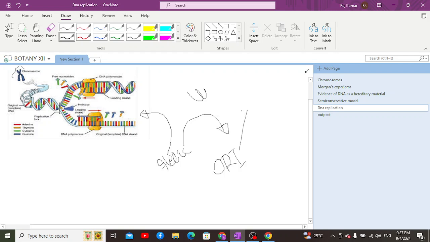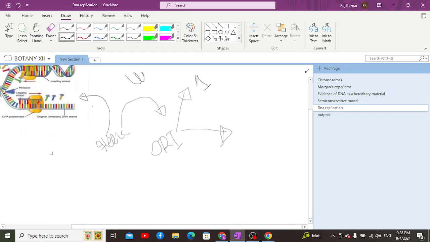Origin of replication is found one in number in prokaryotes, and it is found in hundreds and thousands in number in eukaryotes, because in eukaryotes we have a very long DNA. It's around 2.2 meters in a single cell. But if we talk about prokaryotes, the DNA is much smaller in size, much smaller in length. So we only require one ORI in prokaryotes and hundreds and thousands in eukaryotes.